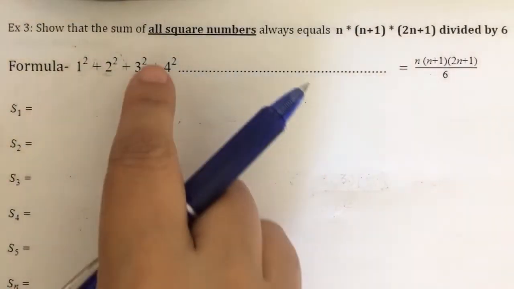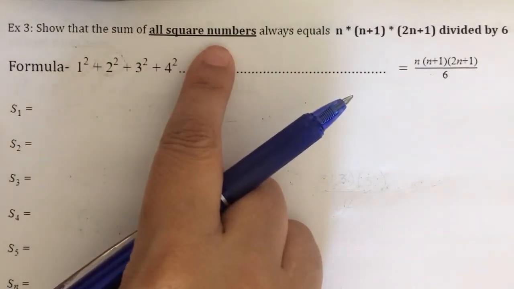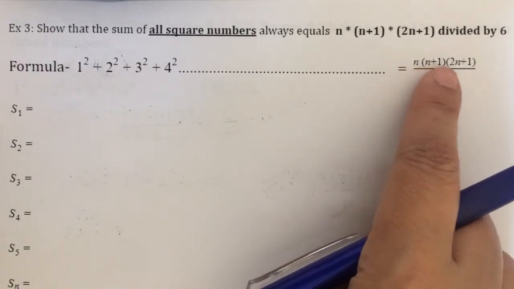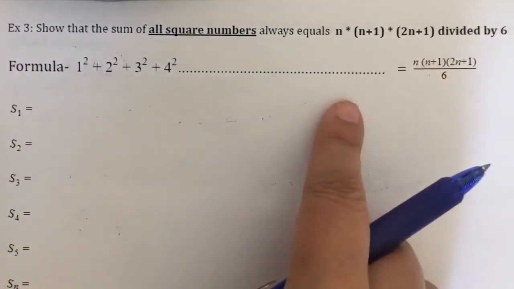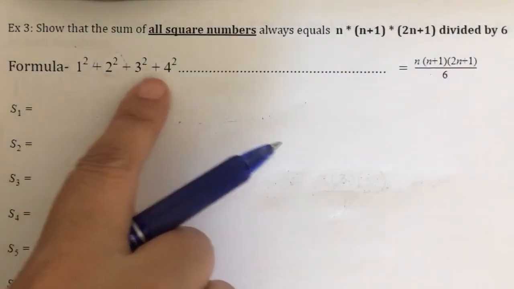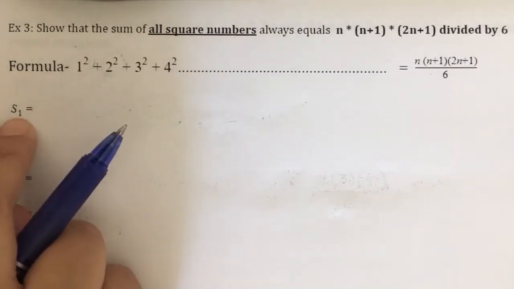Okay, in example 3 it says, show that the sum of all square numbers always equals n times n plus 1 times 2n plus 1 divided by 6. Now it's getting a little more complicated, but this will always equal the sum of the square numbers. So again, you try the first one, and let's see if it's true for the first one.